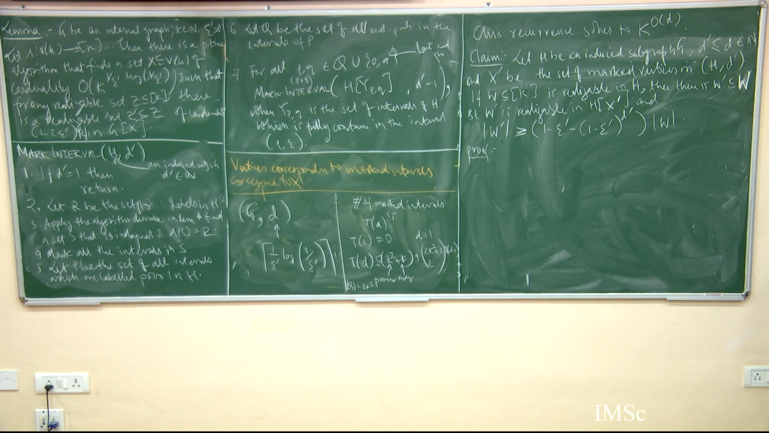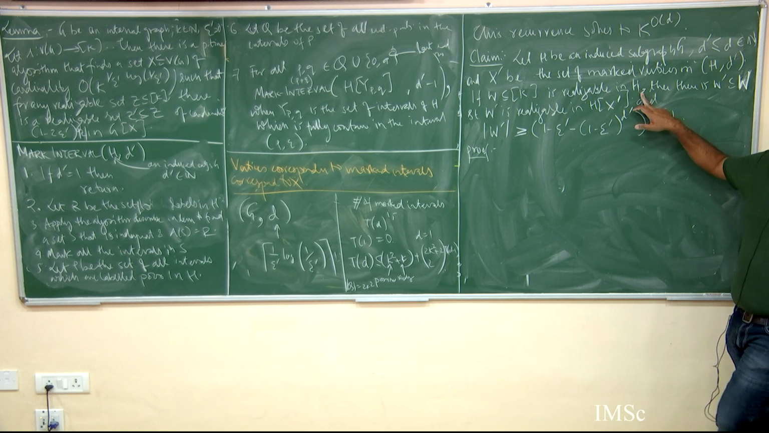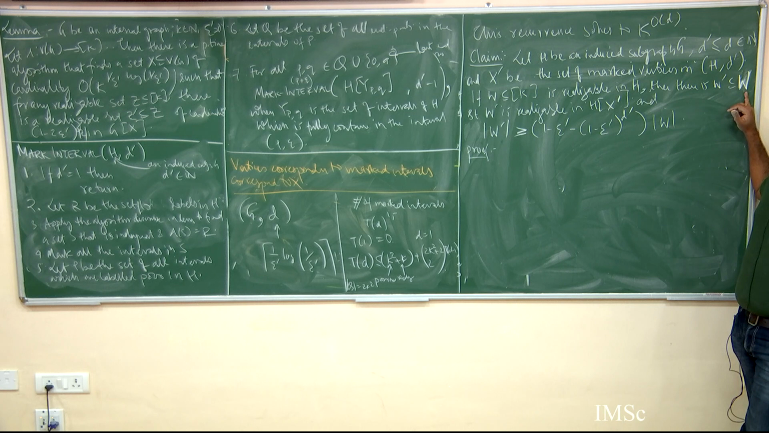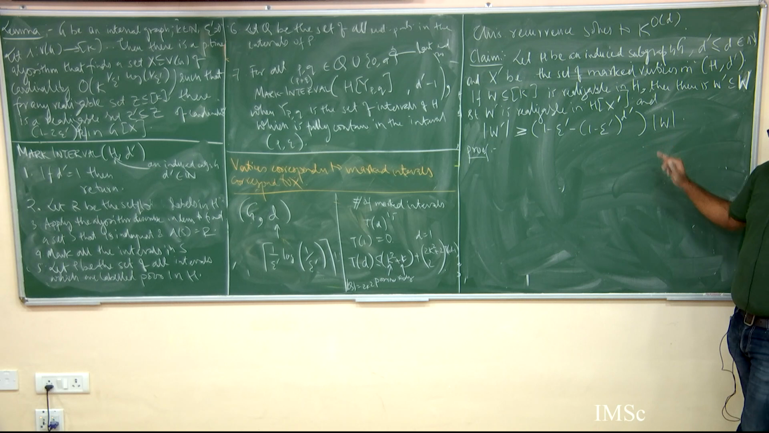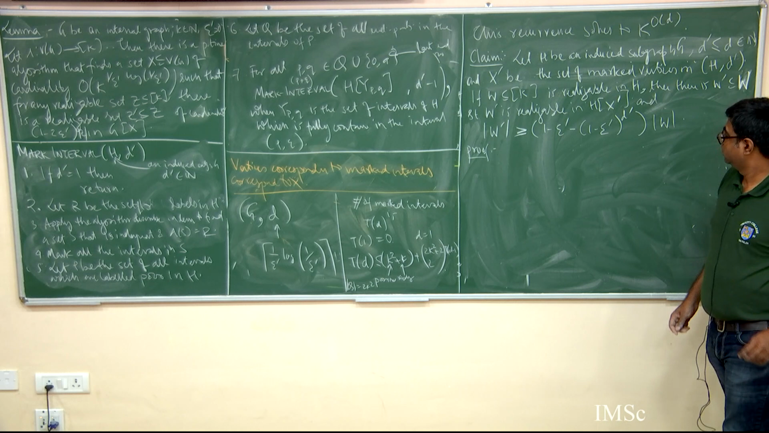Right, so look what I'm saying: if W is realizable in H, then there's a W prime subset of W, right, labels, which is also realizable in H prime, and its size is large. That's it. What is the meaning of this? It's not very small than W. Yeah, this is what it says, right?